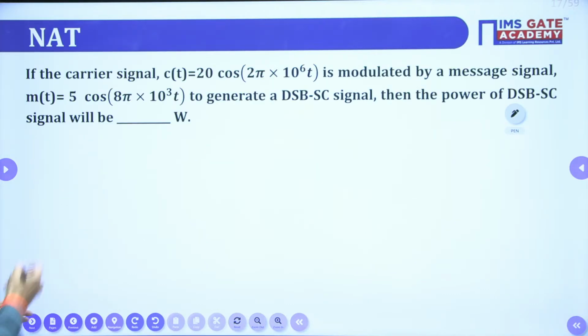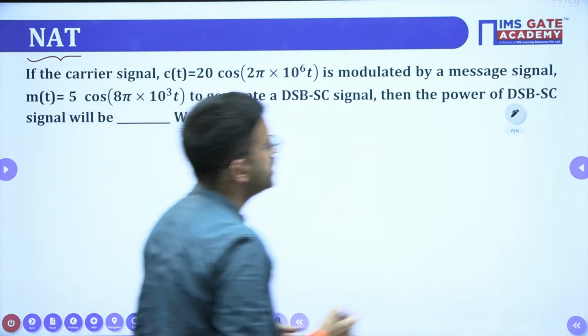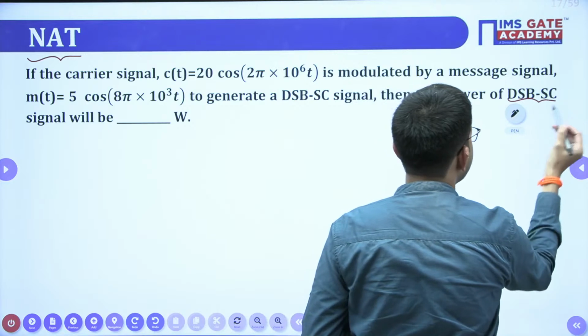So the next question is also NAT. So that means the answer will be a number. This question is regarding DSB-SC signal. So all of you try this question.